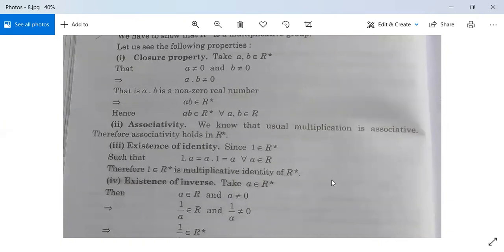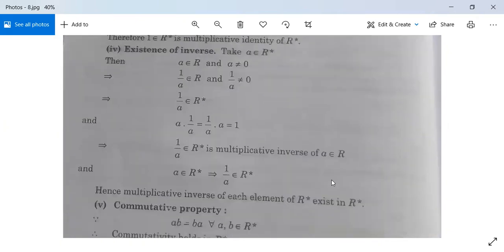And next, existence of inverse. Take a in R star, then a belongs to R and a is not equal to 0. Therefore, 1 upon a is also in R and 1 upon a is not 0. Therefore, 1 upon a belongs to R star such that a into 1 upon a is equal to 1 upon a into a. This is equal to 1, which is the identity of R star. It implies that 1 upon a belongs to R star and is the multiplicative inverse of a, and a belongs to R star implies 1 upon a belongs to R star.